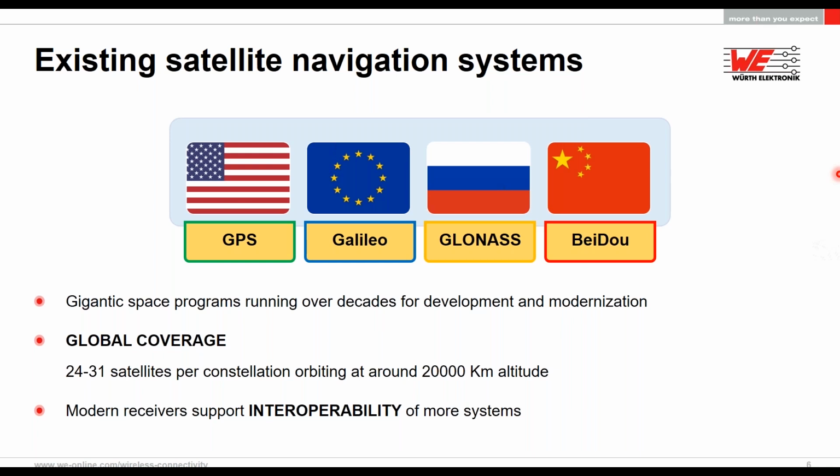Modern receivers support multi-GNSS. That means they can work with more than one system simultaneously. We will see later on in the presentation how important that is for successful positioning.